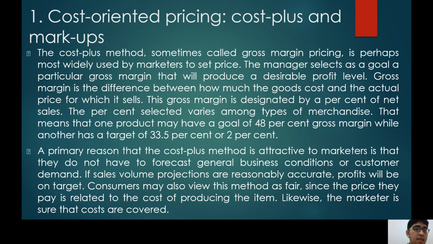The percent selected varies among types of merchandise. That means that one product may have a goal of 48% gross margin, while another has a target of 33.5% or 2%.